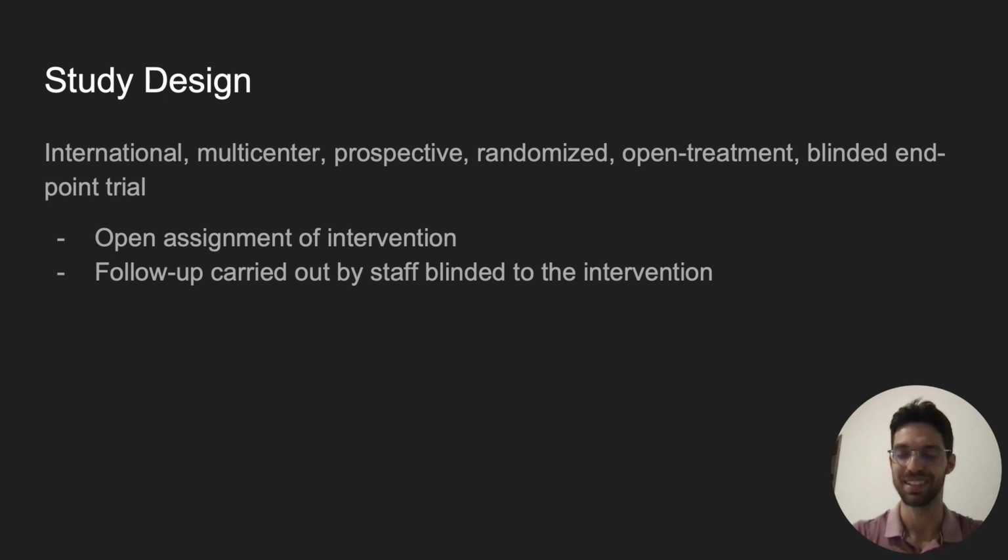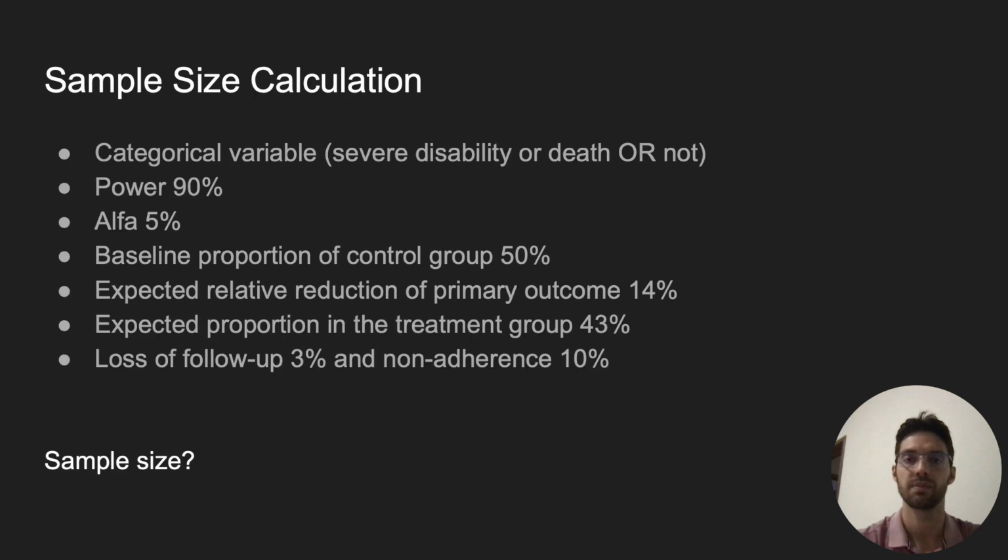Before going deeper into the statistics, let's take a look at the study design, as it is a randomized clinical trial. However, the intervention had open assignment, and follow-up was carried out by staff blinded to the intervention. So it was not completely blinded, it was a blinded endpoint trial, which was the best they could do in this scenario. It was also a huge multi-center study. So let's get started on calculating the sample size with the information they provided to check whether that makes sense or not.